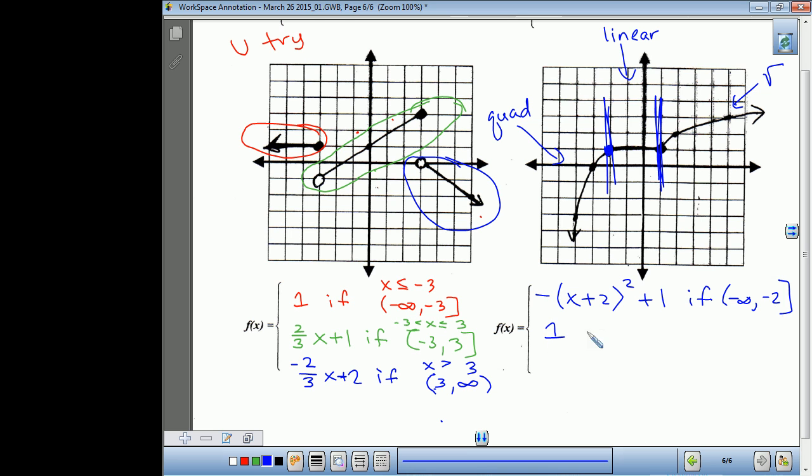What is the interval for this one? Negative 2 to 1. Would you like to include or not include the 1? Not include. Include. Too many other people voted otherwise.